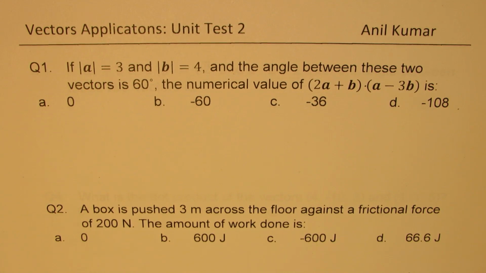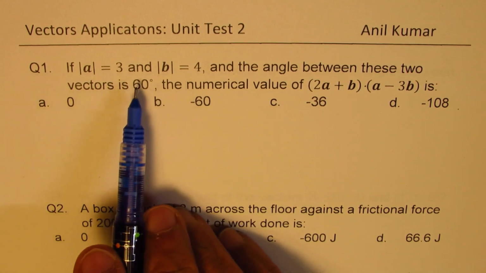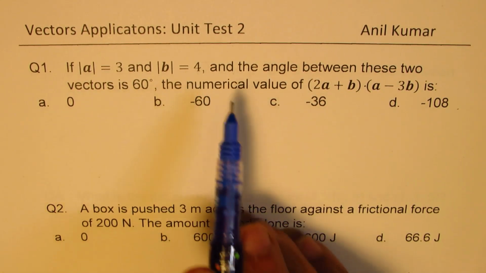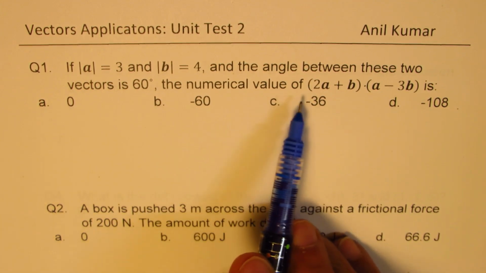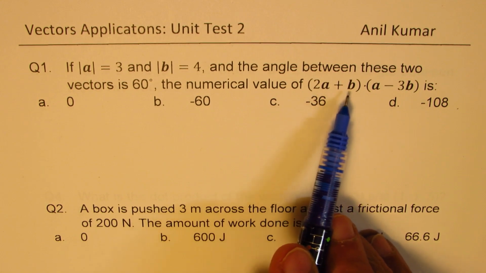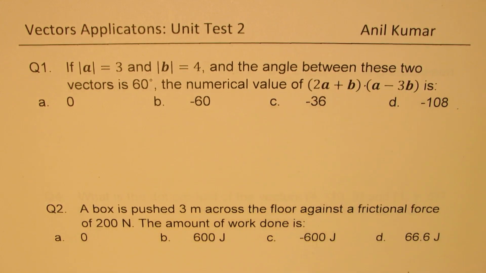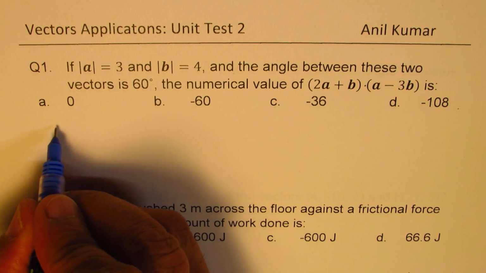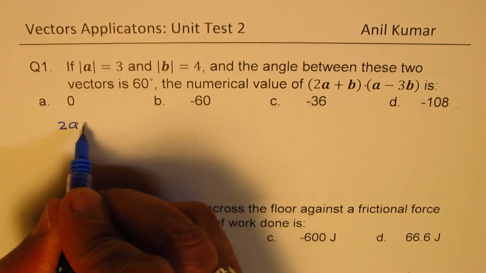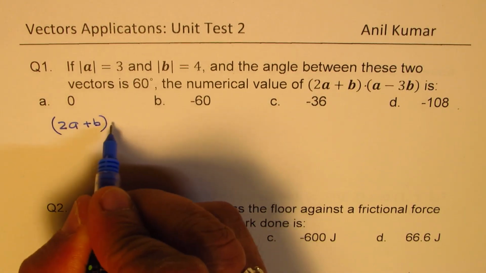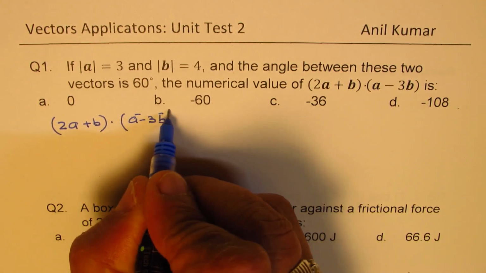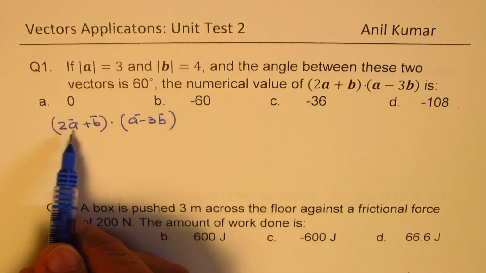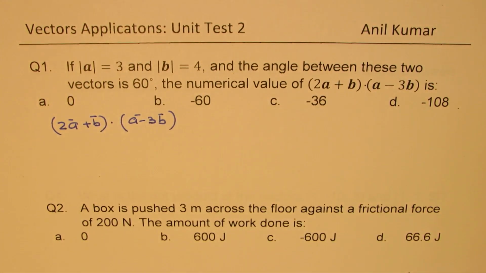Question number 1. If magnitude of vector A is equal to 3 and that of B is 4 and the angle between these two vectors is 60 degrees, the numerical value of (2a plus b) dot (a minus 3b) is what? So let's figure this out. So we need to find what is (2a plus b) dot (a minus 3b), right? Where the magnitudes of vector a and b are 3 and 4 respectively.